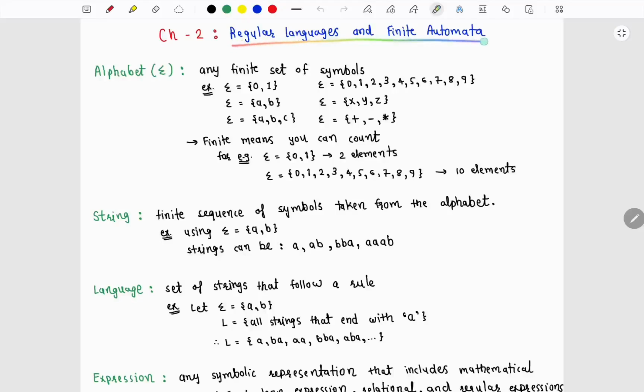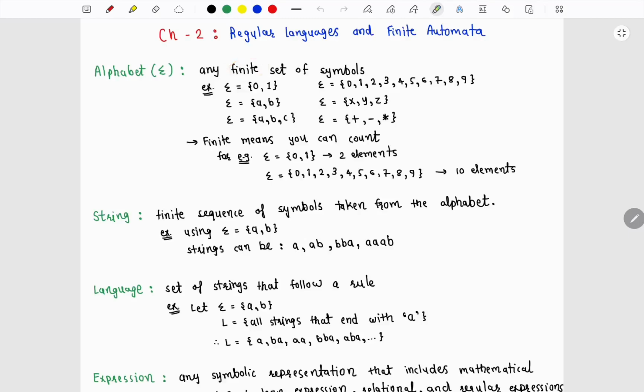Regular languages and finite automata. What is alphabet? Alphabet is any finite set of symbols. For example, 0, 1, A, B, A, B, C, from 0 to 9, X, Y, Z, any special symbol, plus, minus, multiplication, etc. In short, alphabet means any finite set of symbols.